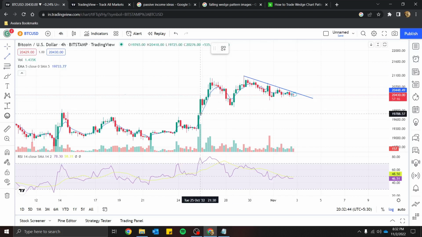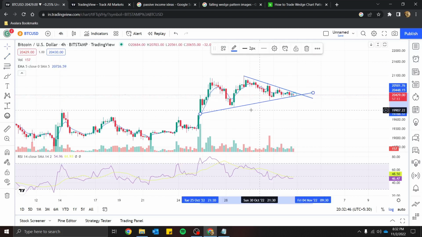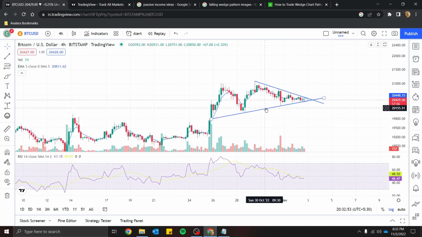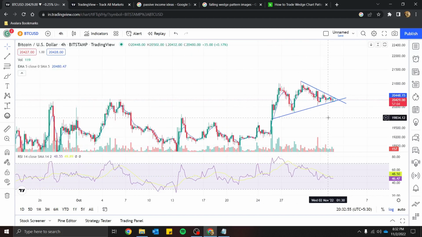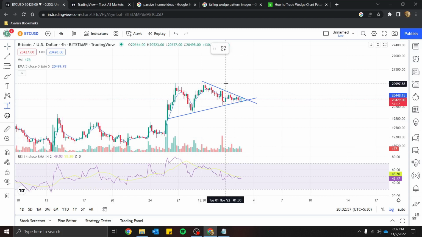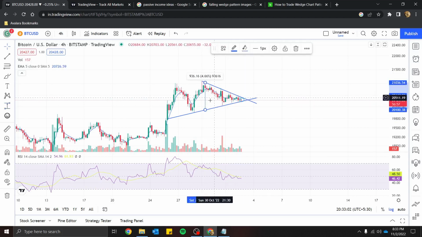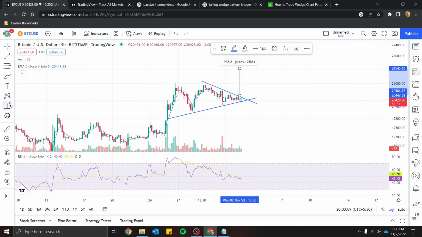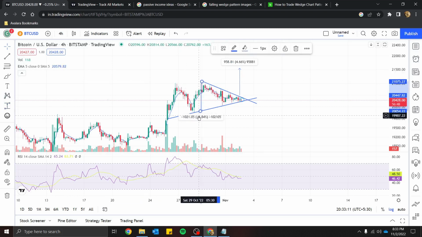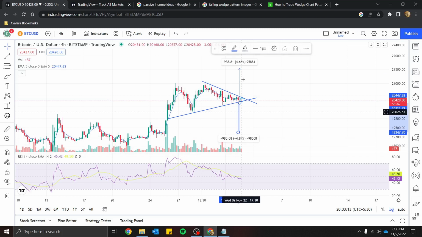So you have to make some kind of analogy in your mind and see if it comes under some kind of pattern. Just now I saw this is a symmetrical triangle pattern, and whenever it breaks, in either direction, we will see either an upside move or a downside move. In a symmetrical triangle, the possibility is about 50% that it breaks in the upward direction and 50% that it breaks in the downward direction.